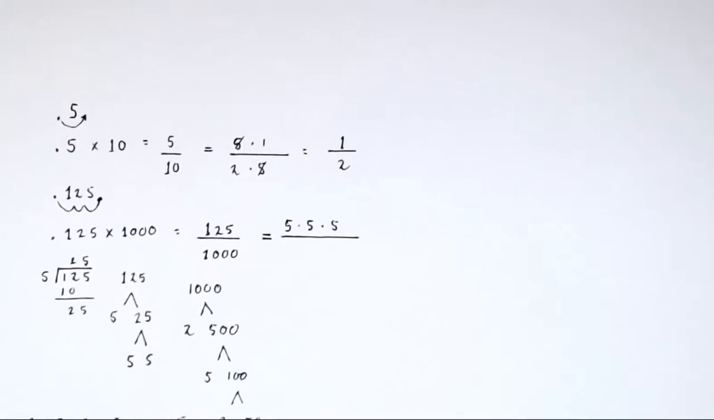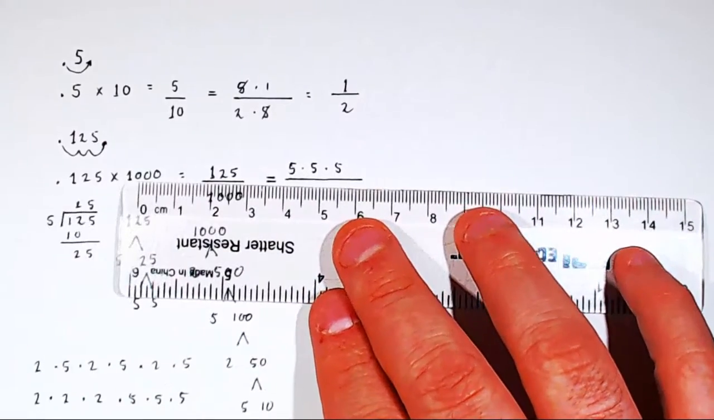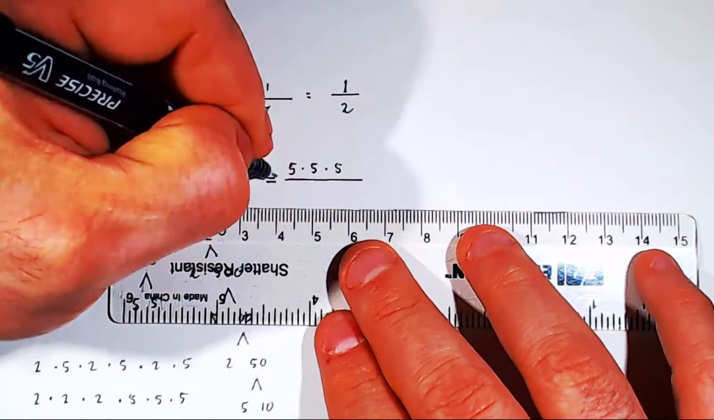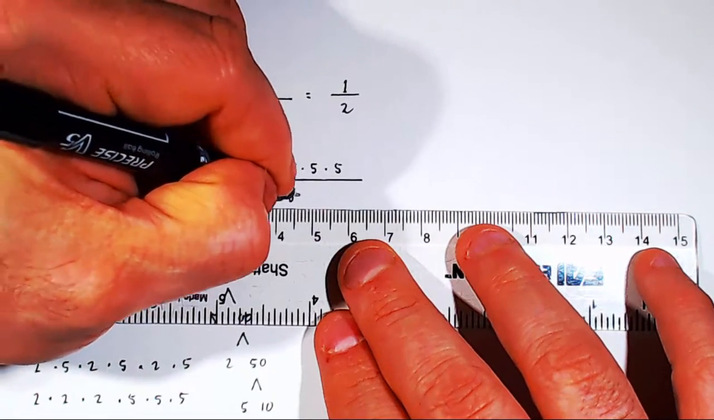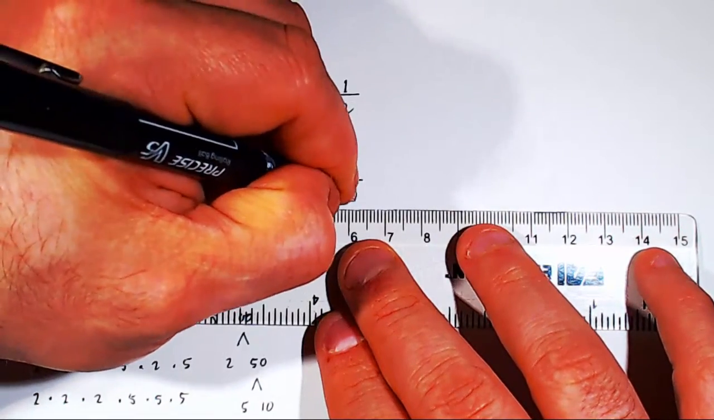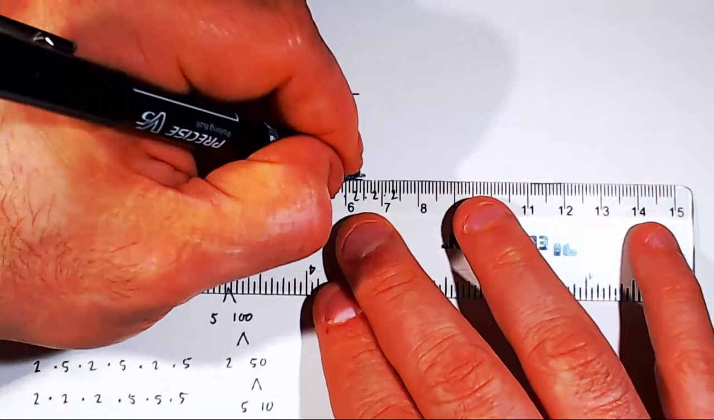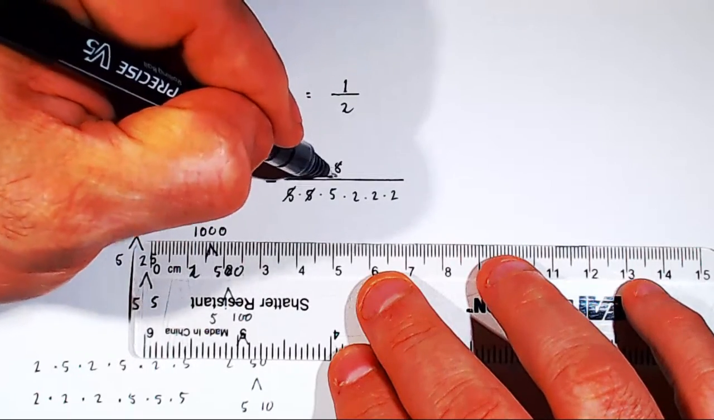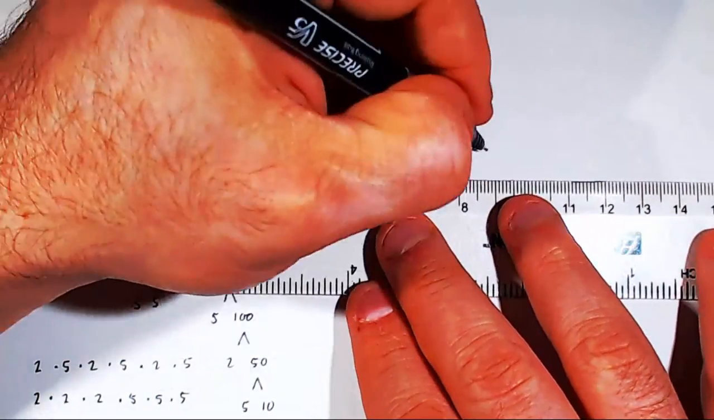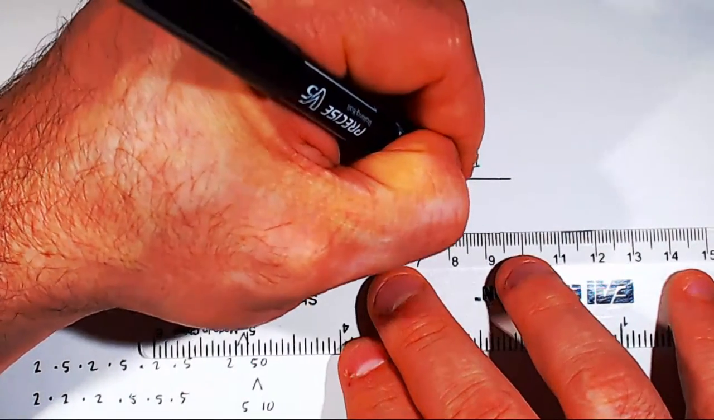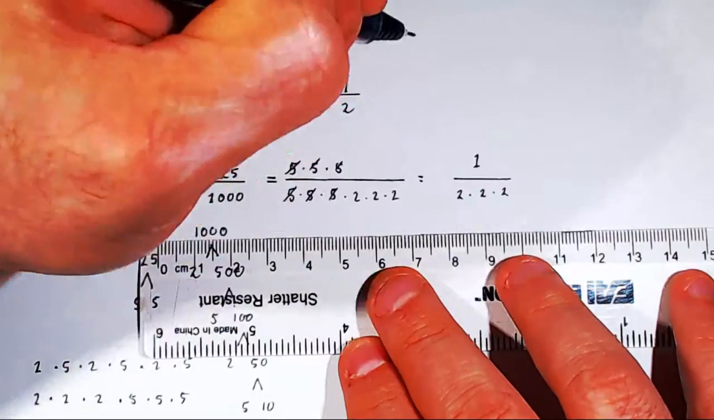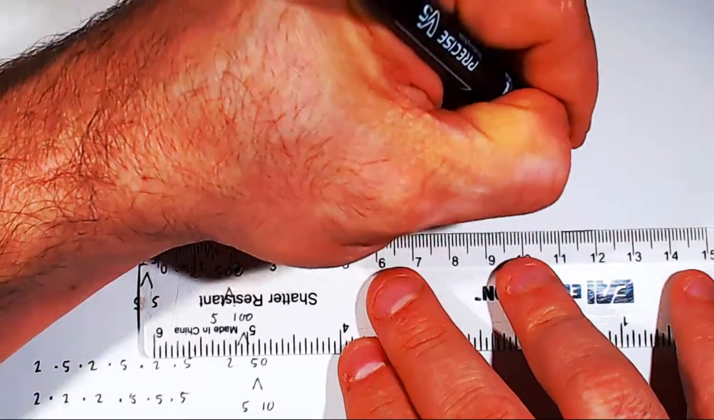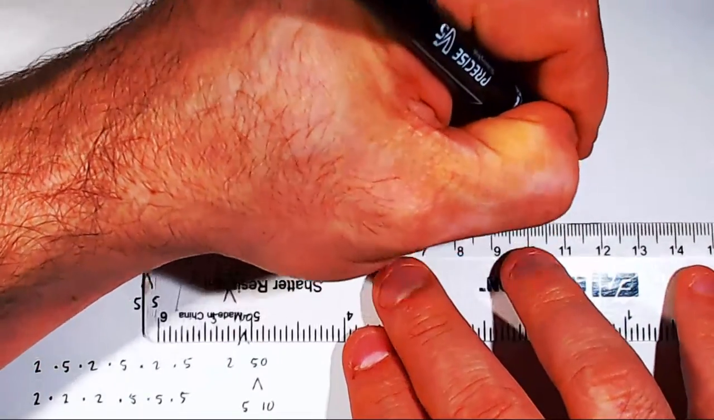Now I can write this prime factorization of 1,000 underneath. We can rearrange these so we have 5 times 5 times 5 times 2 times 2 times 2. The 5s will cancel out, and you're left with, again, 1 over 2 times 2 times 2. Now, 2 times 2 is 4, and 4 times 2 is 8, so you're left with 1 over 8.